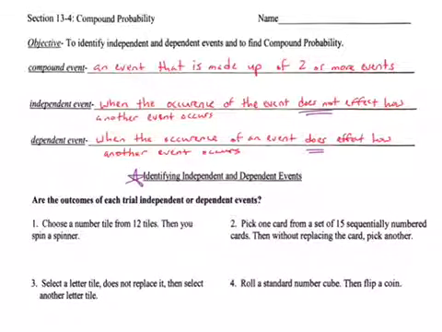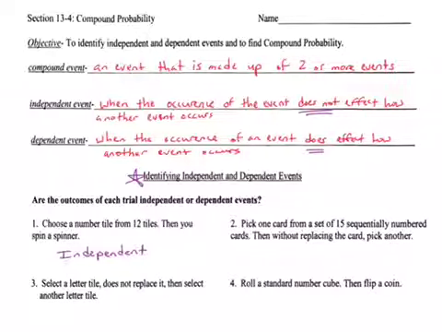So are the outcomes of each trial independent or dependent events? So for number one, choose a number. So is this event independent or dependent? So choosing a number tile from 12 tiles. Then you spin a spinner. So does the one event affect the other? In this case, these would be independent events. The number tile does not impact how you spin the spinner, or it doesn't impact the results you could get.